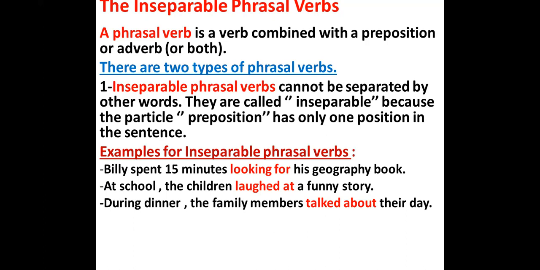So again, through the examples that we have, we said that inseparable phrasal verbs cannot be separated by other words. For example, look for, laughed at, talked about. We cannot separate the preposition or the particle, as we agree together. The preposition is called here the particle, okay? We cannot separate the particle from the verb. So look for, laughed at, talked about are called inseparable phrasal verbs.